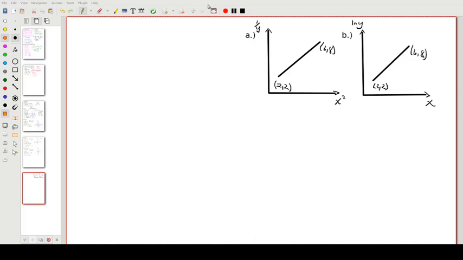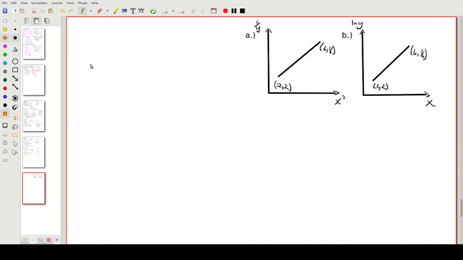Okay, so here we have a fun question. We get given A and B, two graphs, but the axes are different than what we're used to. So this first one, number A, the vertical axis is 1 over y, and the horizontal axis is x squared. And for B, we've got the vertical axis as ln y, and the horizontal axis as x. Now our task is to write each of these in the form y equals and in the form x equals.